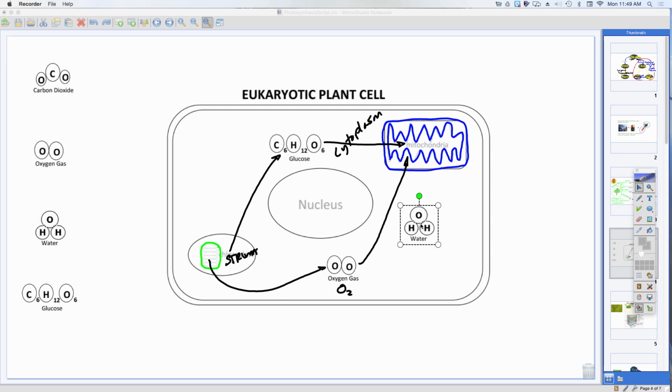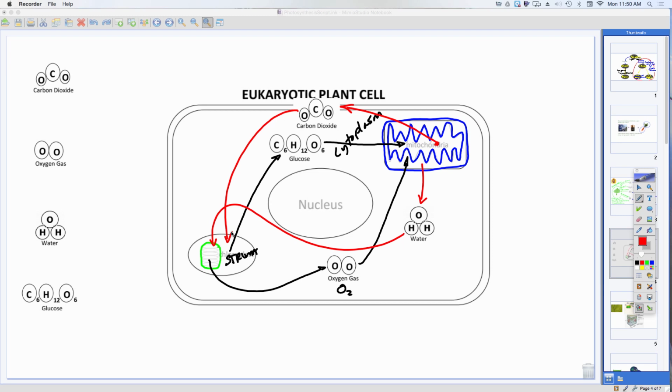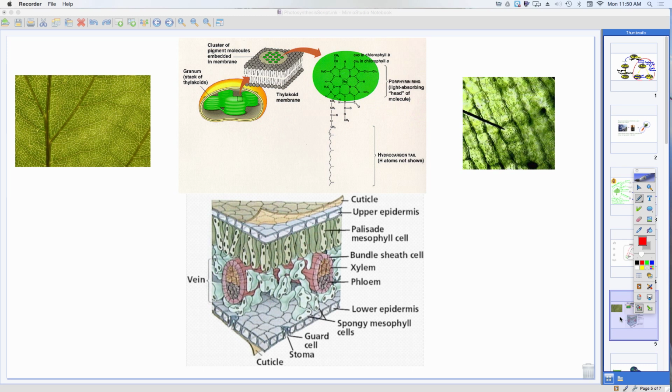So let's begin with water. Water is generated in this inner membrane space of the mitochondria, and the water is actually what enters the thylakoid. So notice water goes into the thylakoid, oxygen comes out. And then carbon dioxide, which is going to be used by the plant, I guess I'll put it up here for you. That CO2 is produced within the matrix of the mitochondria and used by the stroma. So notice that each location has a reactant and a product.